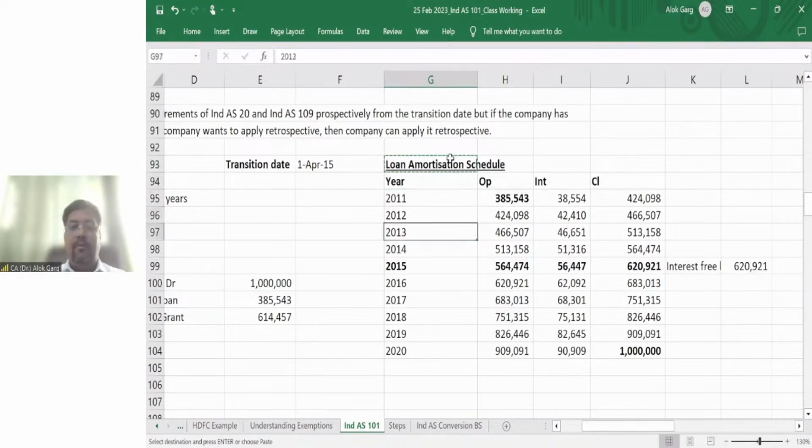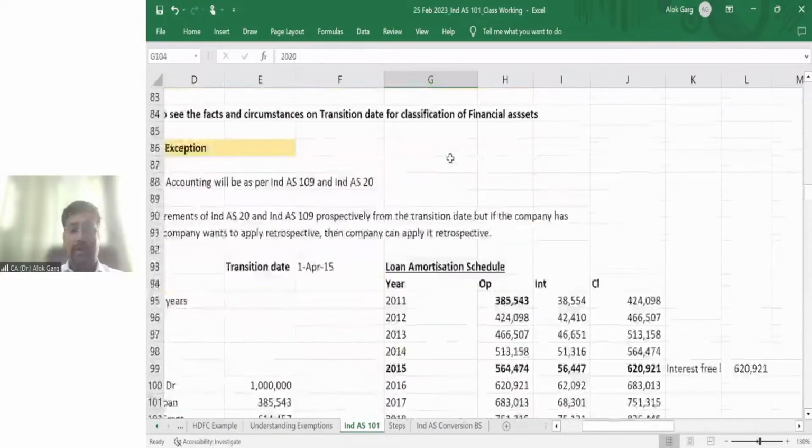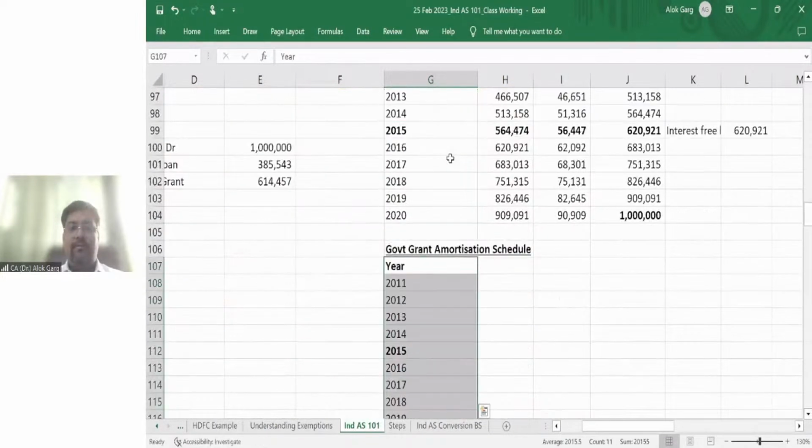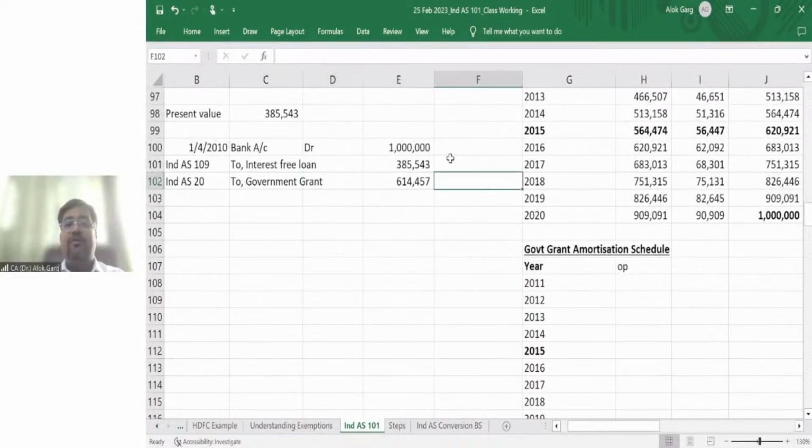Now let's discuss the government grant amortization schedule. The government grant. Year. Right? So opening, amortization, which is taken to your government grant, is 614,457. Every year you have to take this government grant income. So government grant debit to income. So transfer to income. Closing.